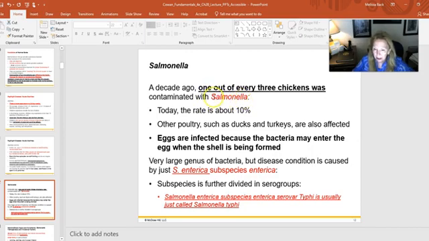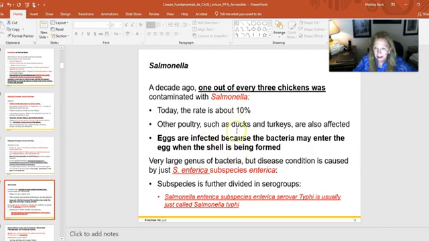Salmonella is a bacterium. There are quite a few different species of salmonella that can actually lead to what we call food poisoning, if you will. We often get these from poultry. We can get them from eggs. You can also get them from reptiles.